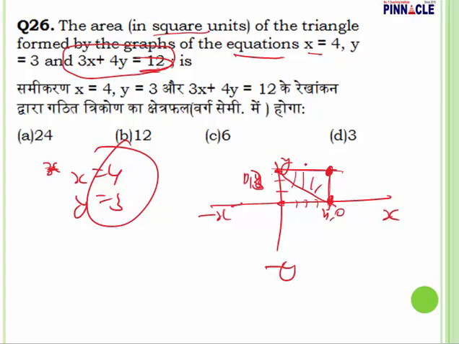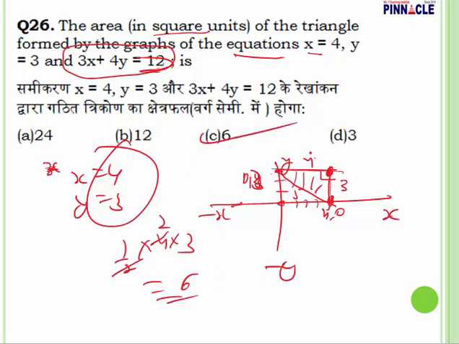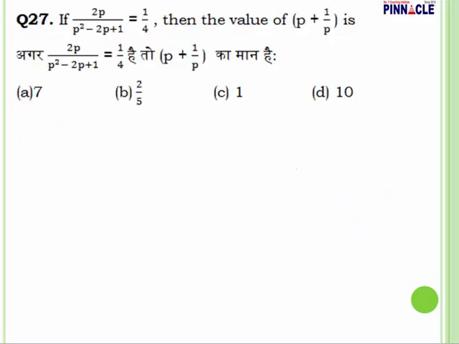This is 4, this is 3, a 3, 4, 90 degree Pythagoras triplet, that is 5. We have to find the area of this triangle. It is 1 by 2, base 4, height 3, so the area would be 6 square unit. Answer is 3. Next question, question number 27. What is this question?